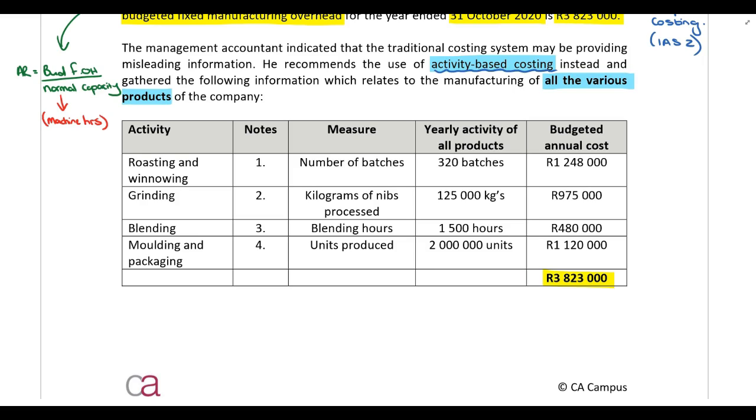Then in the next column, you always include the annual cost. So obviously the annual cost is going to come from there. Then in the next column, you include your cost driver. So the cost driver is going to be the measure that you've been provided with over here. Then finally, after you've identified an appropriate cost driver, you then need to determine the annual cost driver volume. And that's what you've been given in the next column over here. Here's your annual or yearly activity of all products. So this is the annual cost driver volume.